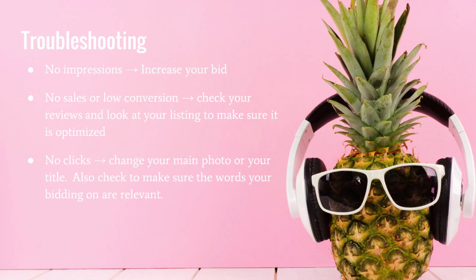Now let's go over some troubleshooting. If you're not getting impressions, increase your bid. If you have no sales or a low conversion, make sure you have ratings and reviews and look at your listing to make sure it's optimized. Again, try putting a coupon on it. Not a coupon code, but a coupon. And I'm talking a big coupon. We start out at 50 to 75%, sometimes even 100%. If you're not getting any clicks, make sure you check your main photo and then your title. Also check to make sure the words you're bidding on are relevant.